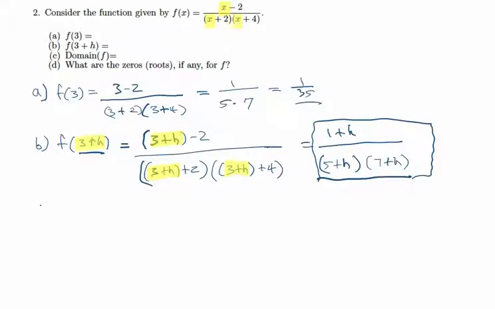Now for part C, let's look at domain of this function. So again, here we have x minus 2, x plus 2 times x plus 4.